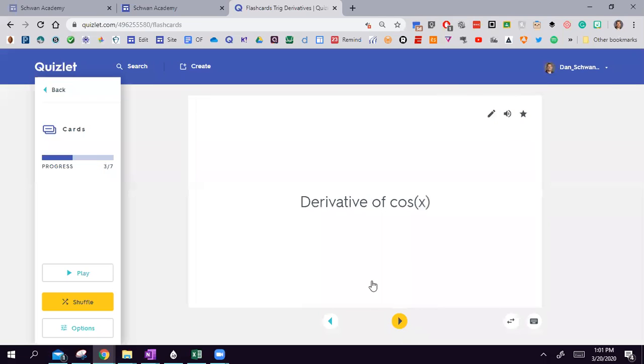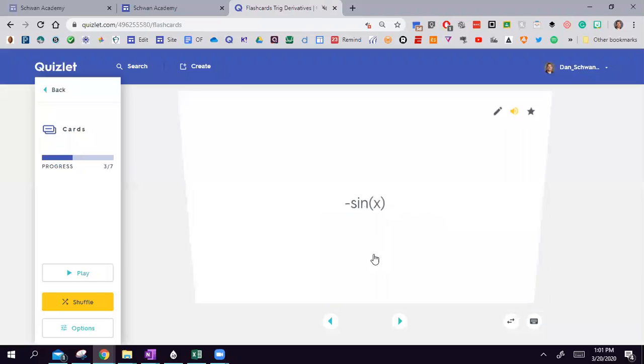Next one. Derivative of cosine. What's the derivative of cosine going to be? Oh my, Marley was ready. Marley, Karis, Abby, you guys are fast typers. I like it. Negative sine. It starts with a C, so it goes negative, and cosine goes with sine.